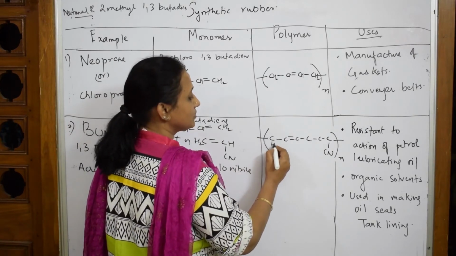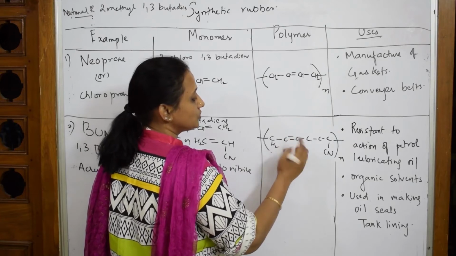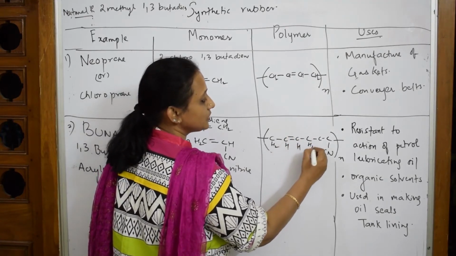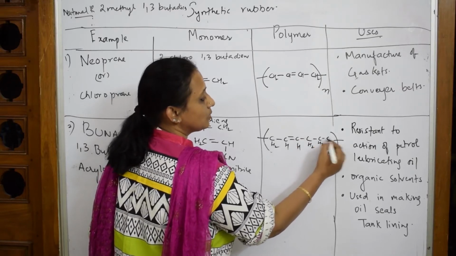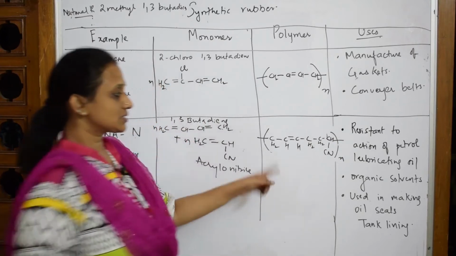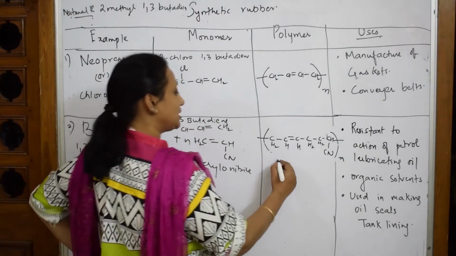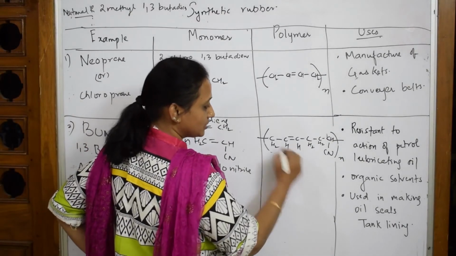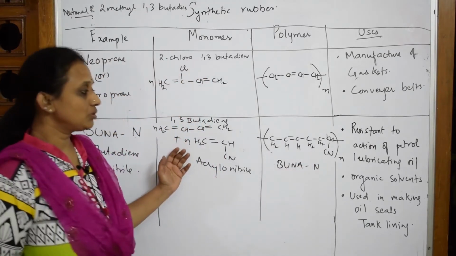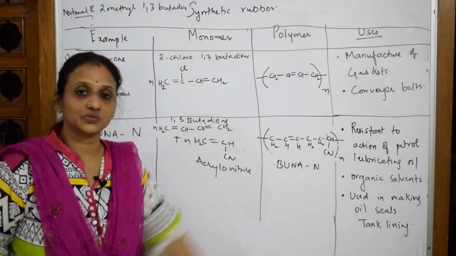1, 2, 3, 4. 1, 2, 3, 4. 1, 2, 3, 4. 1, 2, 3, 4. 1, 2, 2. 1, 2, 3, 4. This is called your Buna N. There's no place, so I have written here below. Don't write like that in the exam. These are the monomers. This is the polymer. Those are the uses.